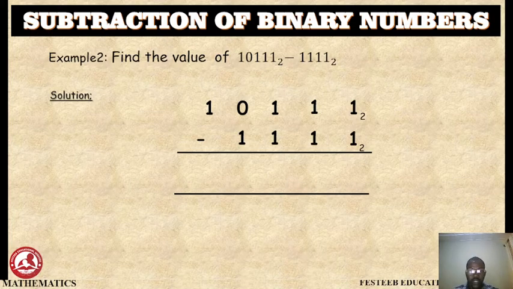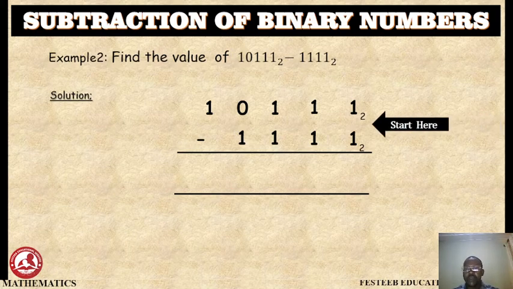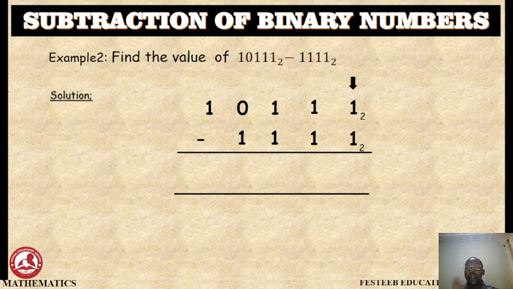So now we need to start calculating this. Don't forget what I said the other time, that you have to start from the right side. Start from here. And then what do we have now? We have 1 minus 1. That gives us 0. We leave that column and we move to the next column.